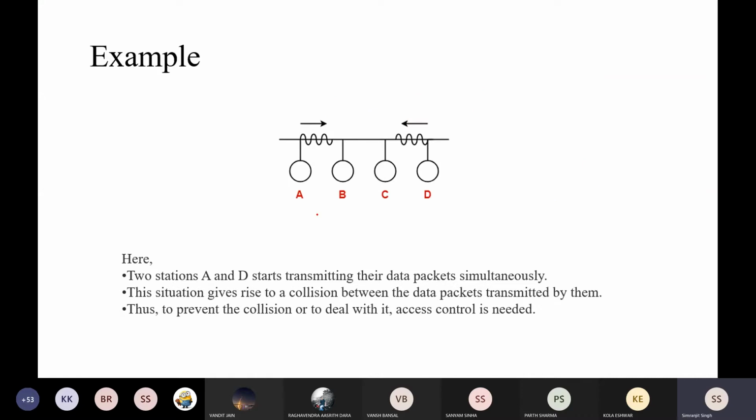This is the example shown here: station A is transmitting at the same time as station B, and then there will definitely be a collision at some point here. Okay, so two stations are transmitting packets simultaneously, and the data gives rise to a collision between the packets transmitted by them. Thus, to prevent the collision, access control is needed.